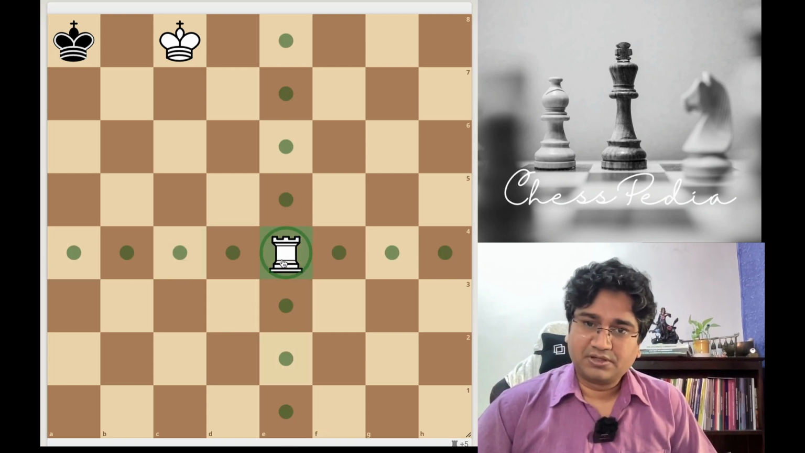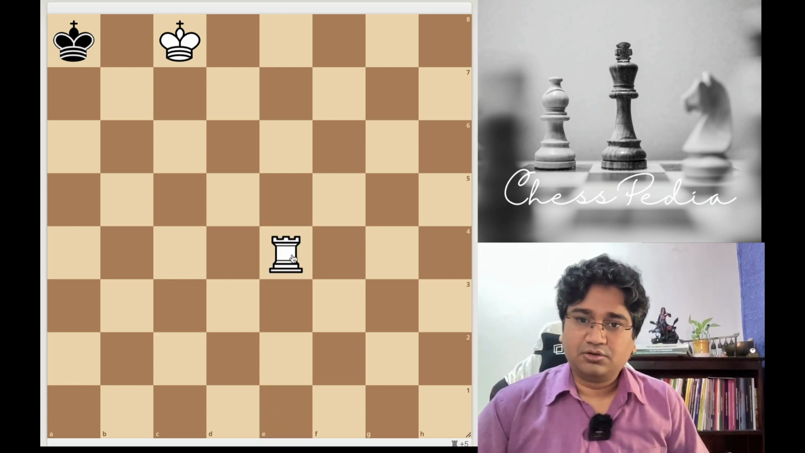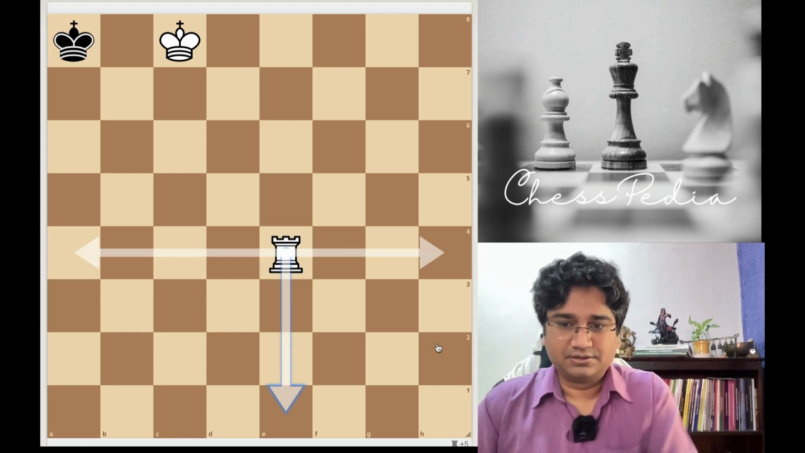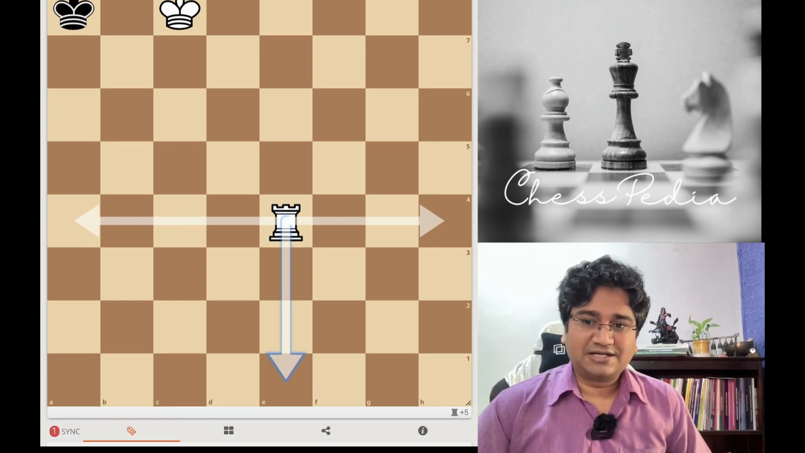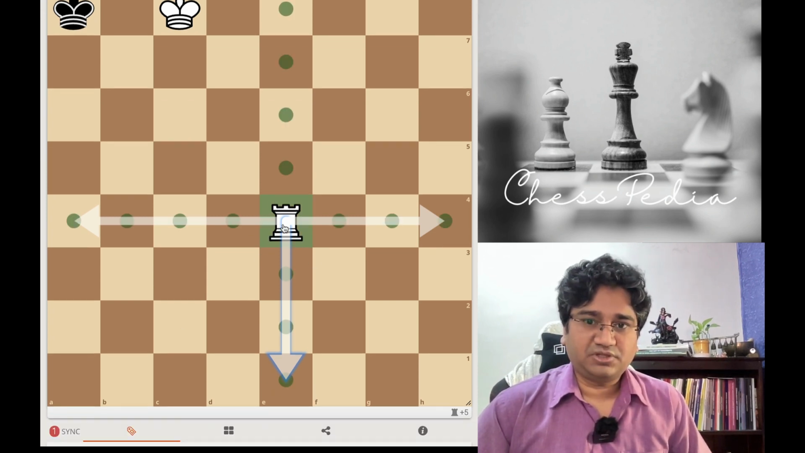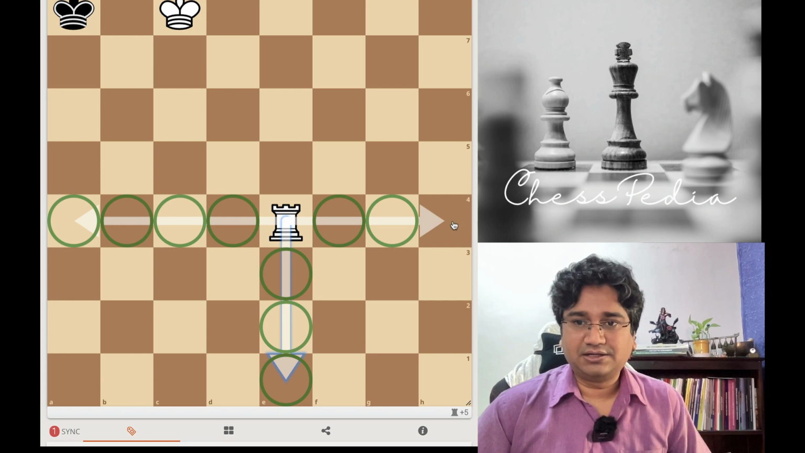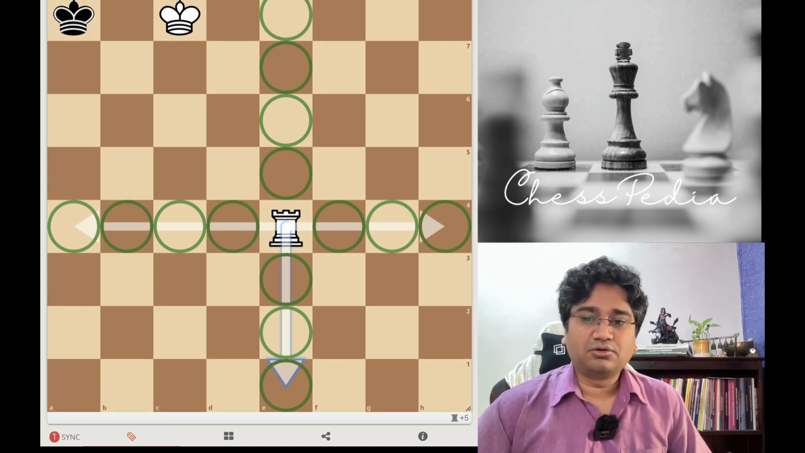So let's count them. Let's just play some moves, like the rook can go here, then if we go back, the rook can go here, if we go back, the rook can go here, like that. So these are the moves that the rook has in this example, right? Let's count the total number of moves. 1, 2, 3, 4, 5, 6, 7, 8, 9, 10, 11, 12, 13, 14. So in this example, we have 14 rook moves. So you understand it goes only along a rank or a file.